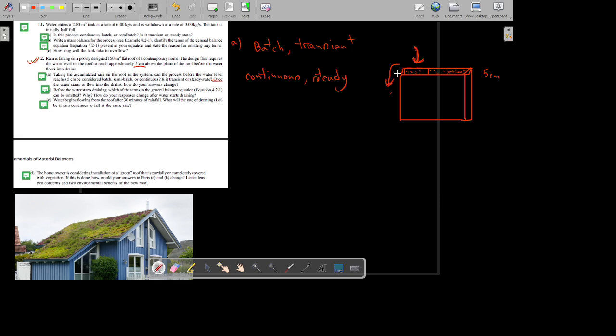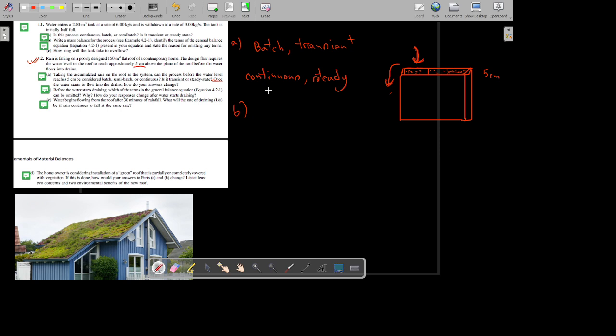Temperature is fixed, pressure is fixed, and the mass fraction of water is not changing within the roof. So the process will be in steady state. Now moving to part B. Before the water starts draining, which of the terms in the general balance equation can be omitted? Why? How do your responses change after the water starts draining?